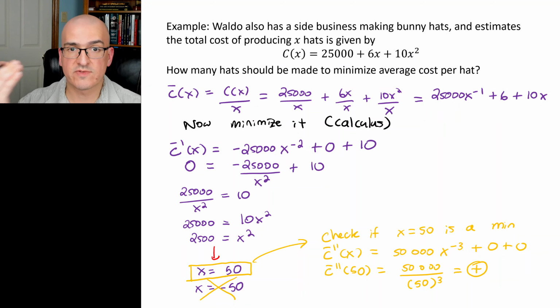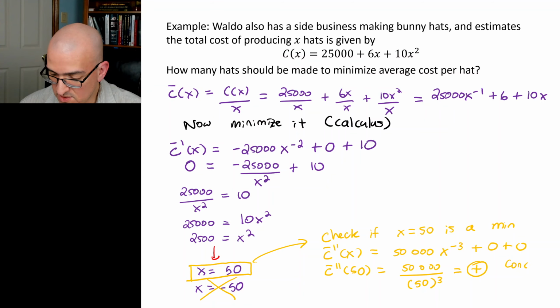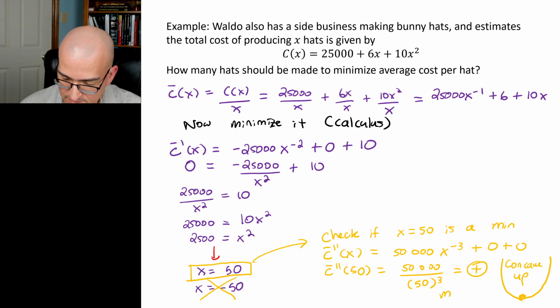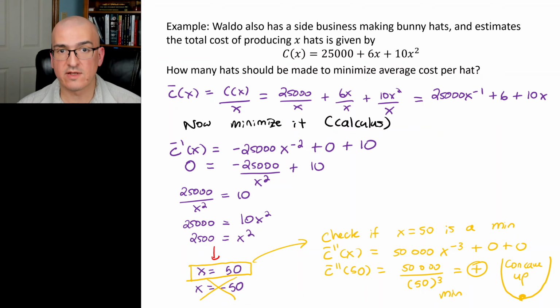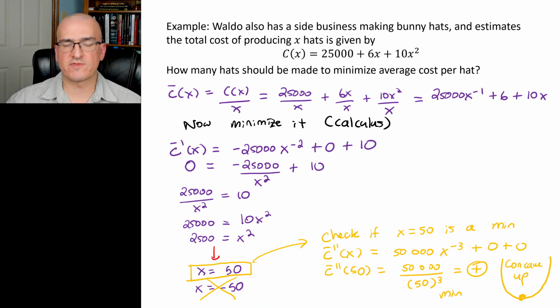This is a positive something divided by a positive something, so it's going to be positive. This means it's concave up, which is this shape, which is a min. So we found the number of hats to minimize the average cost per hat. We should make 50 bunny hats.